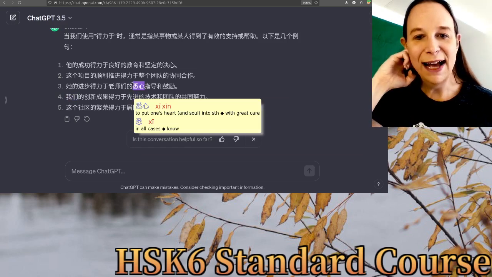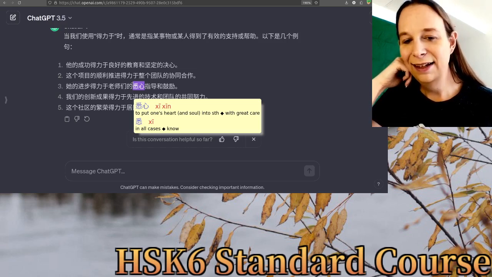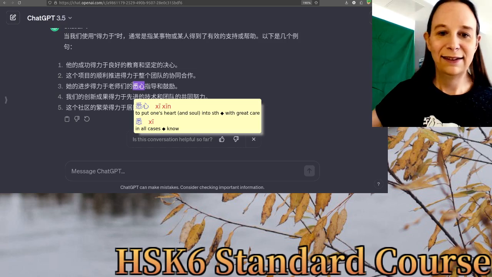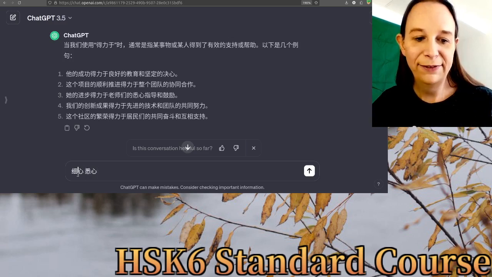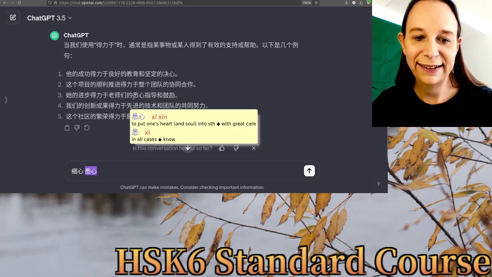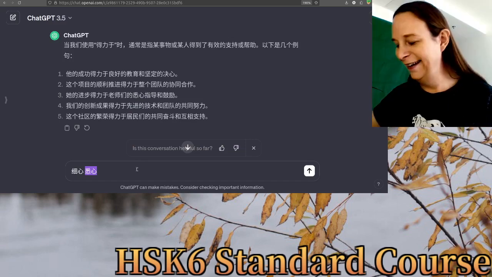This one caught me by surprise. We've studied 细心, right? 细心 and 悉心 is not the same. 悉心 Yeah. We've studied that one, 细心, but not that one. We've studied this, 细心. All right. I kind of like this word. 悉心指导. Oh, I'm going to jot this down because that word sounds cool.